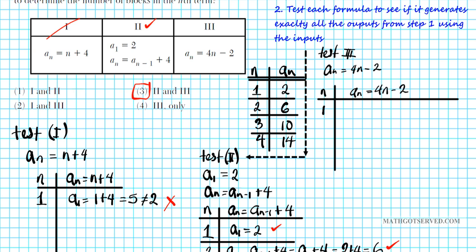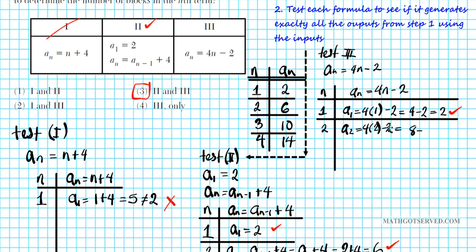So we test 1. Hopefully we get 2, or else there's going to be a big problem. A1 is 4 times 1 minus 2. That's 4 times 1 is 4, minus 2 is 2. Check, like we expected. Next test is when n is 2. A2 is going to be 4 times 2 minus 2. 4 times 2 is 8.